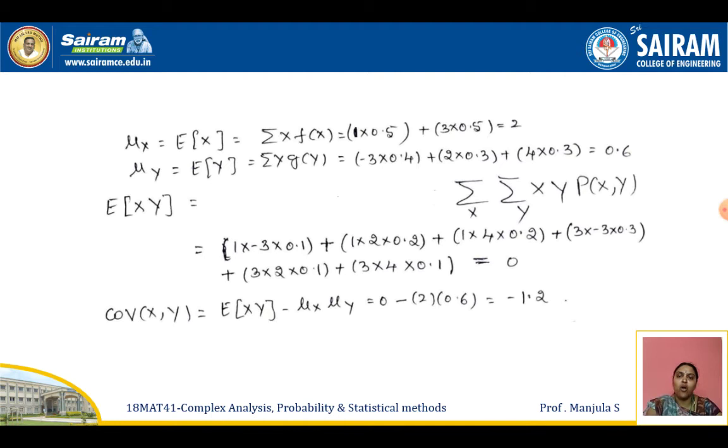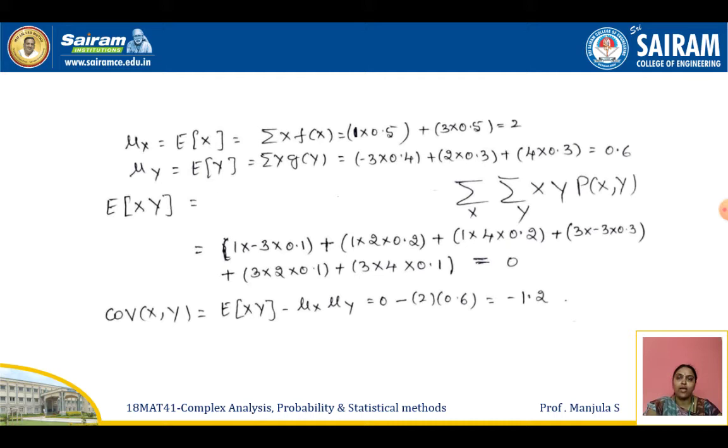Now, next we'll go for finding mu x. Mu x is nothing but the expectation of x. The formula is the summation of x into f of x. So expand the formula: x1 f of x1 plus x2 f of x2. All values are there in the marginal distribution table. Substitute and simplify, and you get the value as 2.